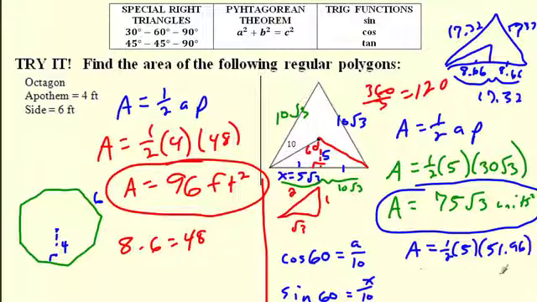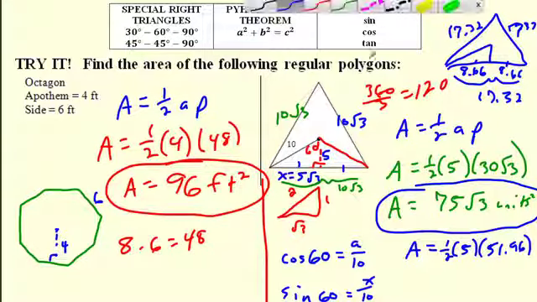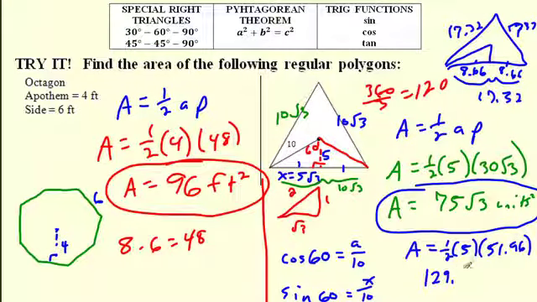And now it's just a matter of multiplying this out. So go back to your calculator. We're going to go 0.5 times our apothem, which is 5, times 51.96. What does that give us? 129.9. So again, this is the approximation. I think it's going to be a very good approximation. We barely rounded at all.